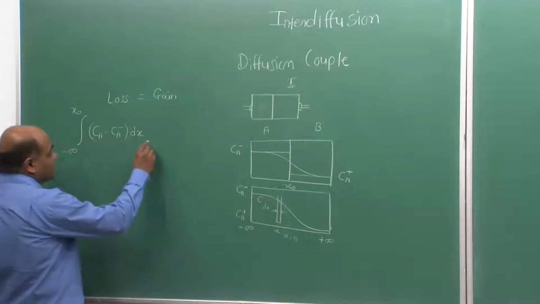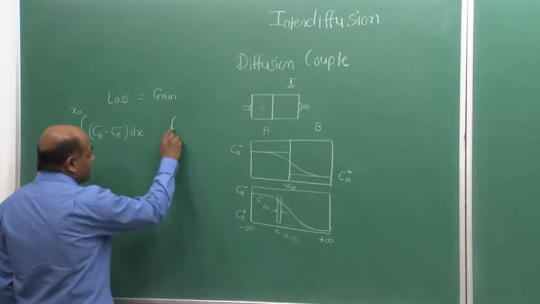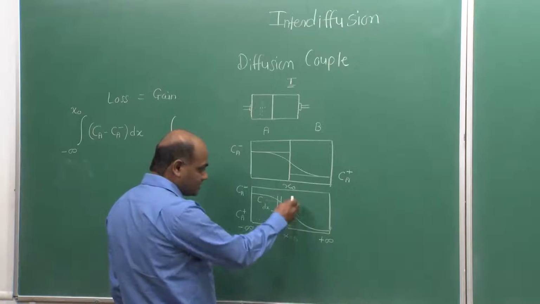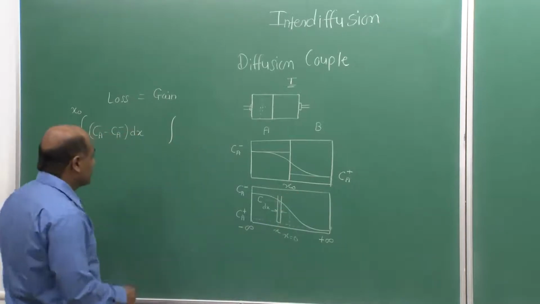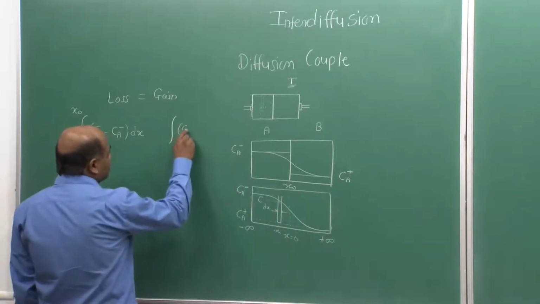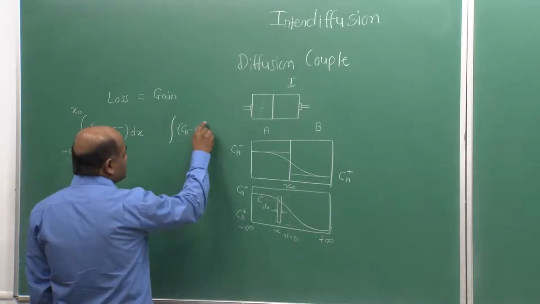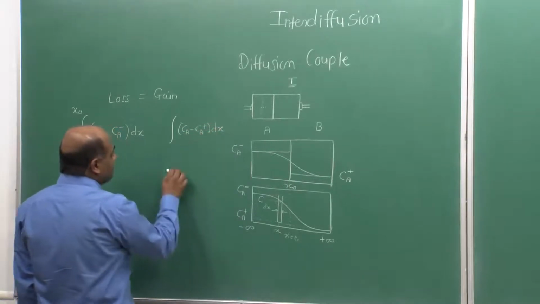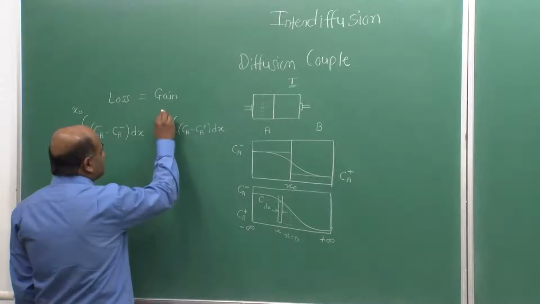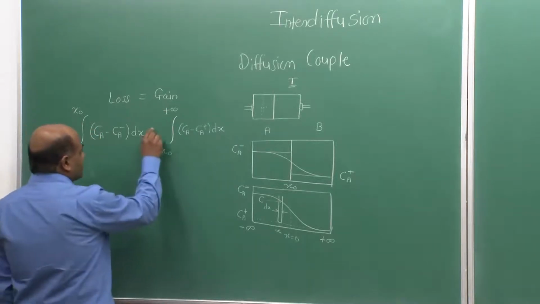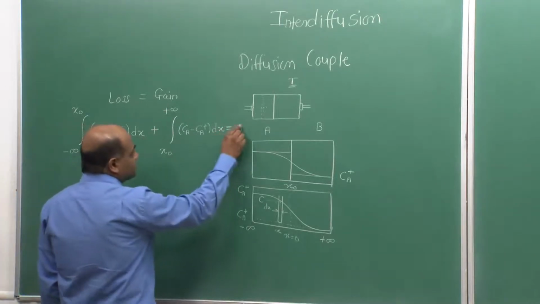So, this will be the loss, and the gain similarly on the other side, if we consider any volume element, the gain would be Ca minus Ca plus dx from x naught to plus infinity, and their summation should be equal to 0.